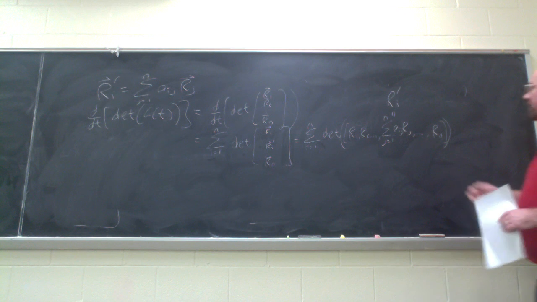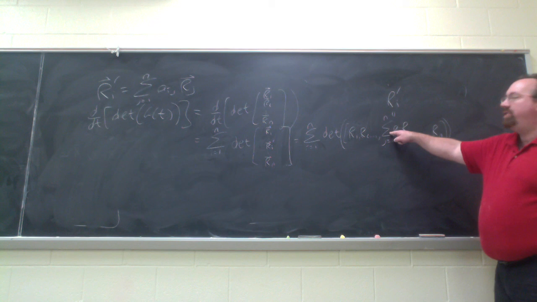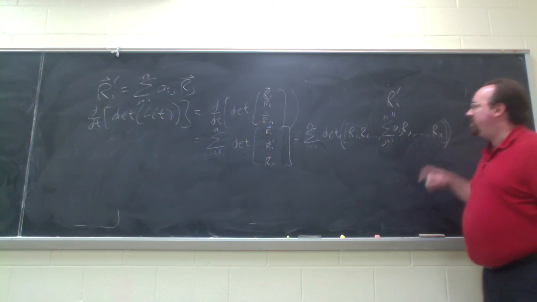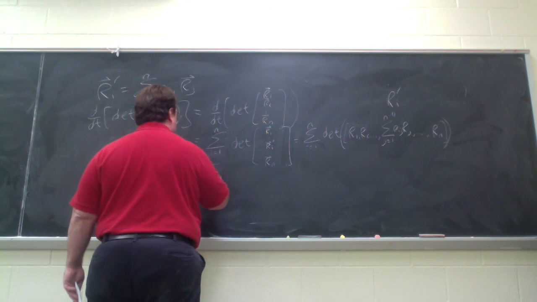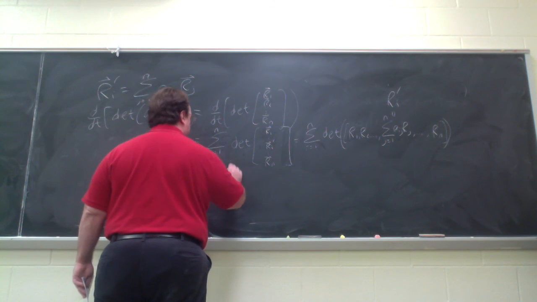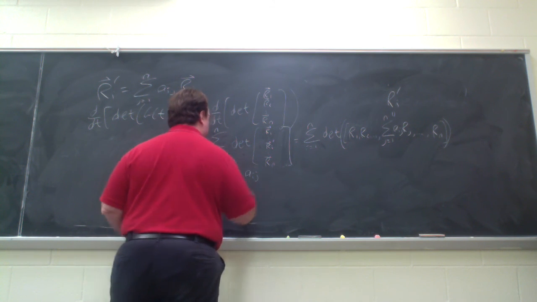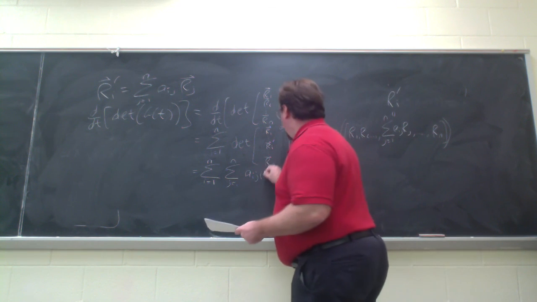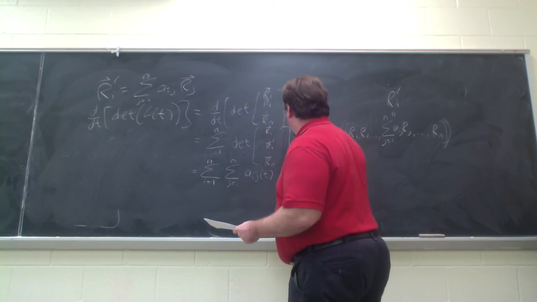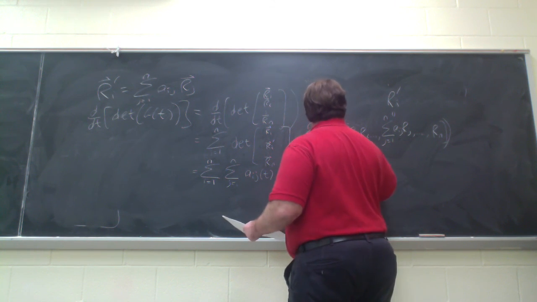Now, a determinant is a multilinear function. So I can actually pull this sum out, and I can pull these constants aij out. So now I have a sum of aij. I'm sorry, these are not constants, they are functions of t. That's okay, it still works. Times the determinant of R1, Rj, Rn.